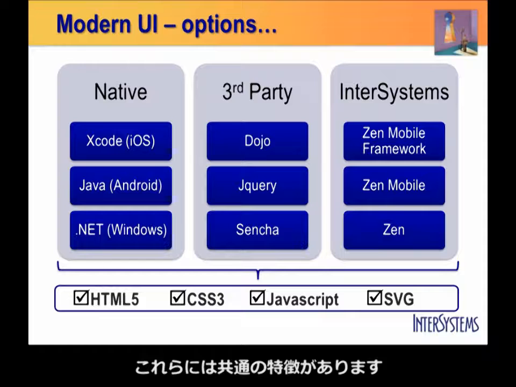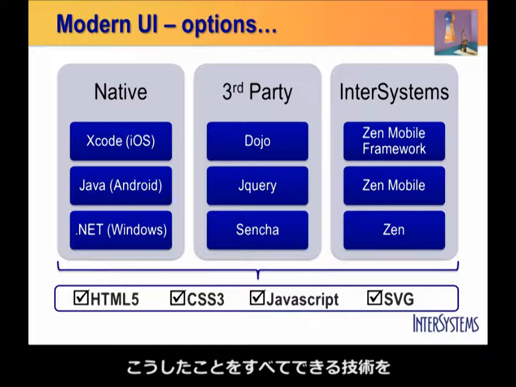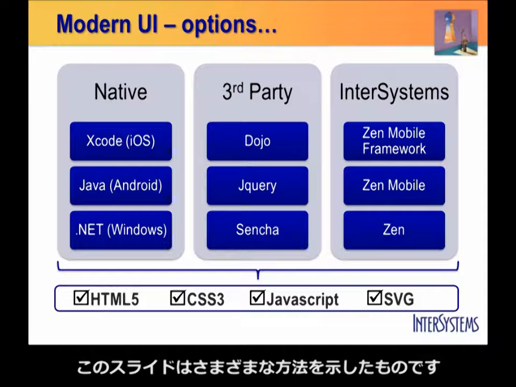All of these have some characteristics in common, okay? All of them can do things like HTML5, they can do cascading style sheets, they can do JavaScript, and they can do SVG for rendering, okay? So that's the key. You need to be able to find a technology that can do all of these things, okay? And this slide shows many different ways to do it.